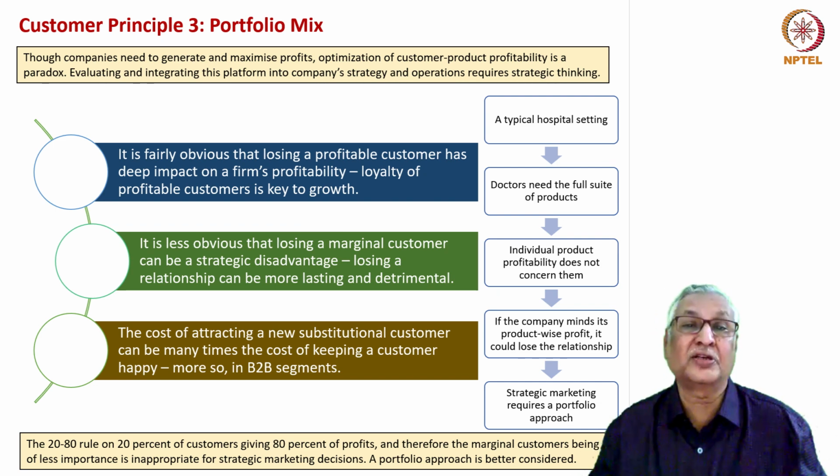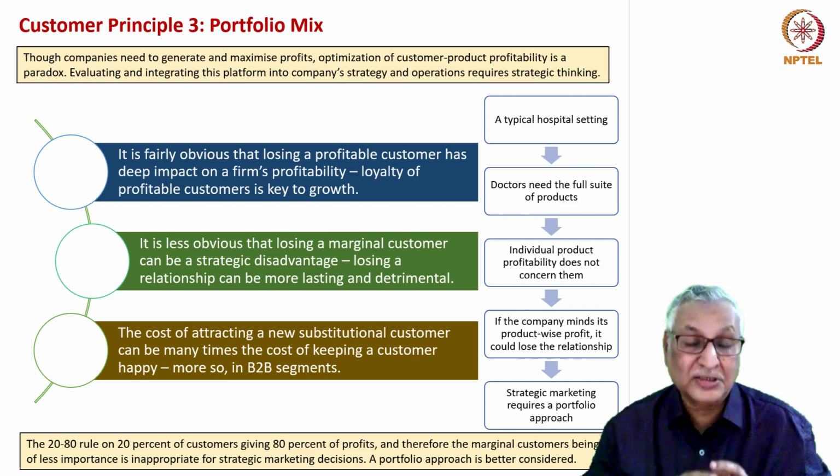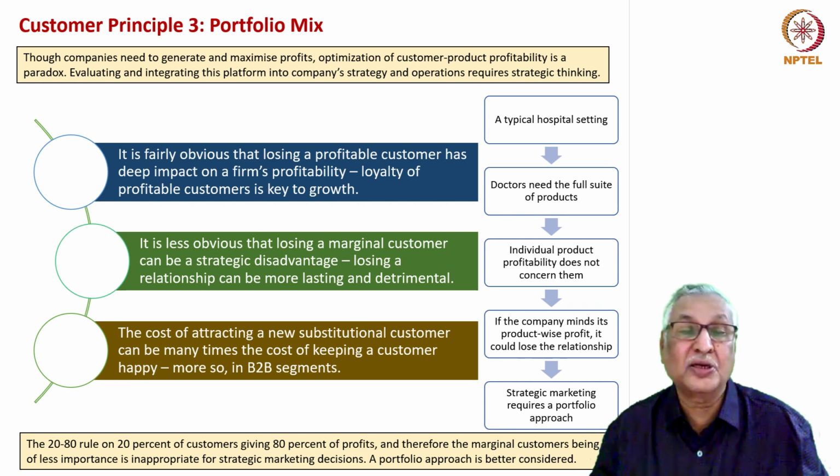Customer principle number three, portfolio mix. Though companies need to generate and maximize profits, companies also have to optimize customer product profitability. This should not be seen as a paradox because the old world theory is that if you produce the same product to the highest scale, then only you would be able to maximize the profits. But the new theory is that if you provide the portfolio mix that a cluster set of customers want, you would be able to have better profitability because you would be able to price different products in a differential manner.